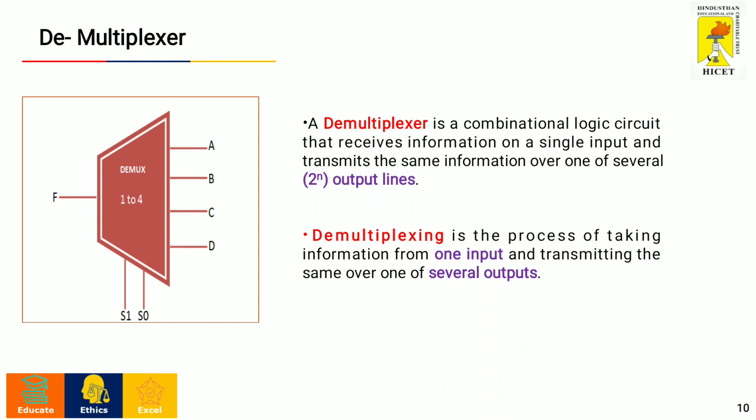Now the demultiplexer, the reverse operation of the multiplexer. A demultiplexer is a combinational logic circuit that receives the information on a single input and transmits the same information over one of the several 2 to the power of n output lines. Demultiplexing is the process of taking the information from one input and transmitting it over one of several outputs. Here again I have 2 selection lines. It is a 1 cross 4, so I have 1 input line and 4 output lines, A, B, C, D.